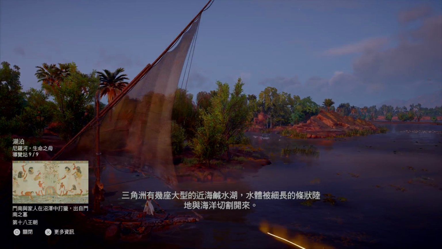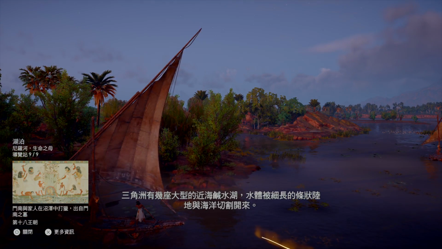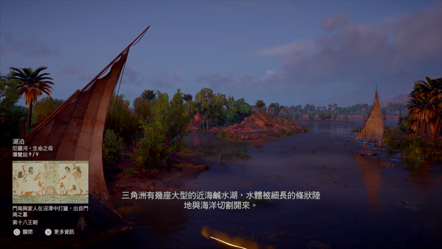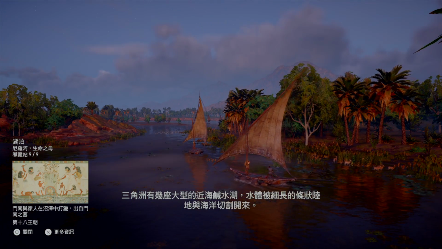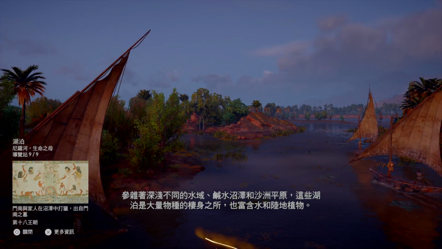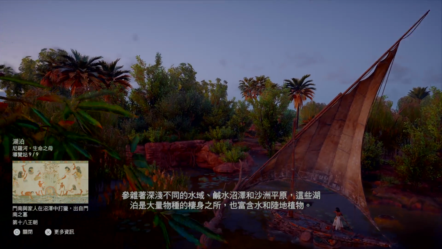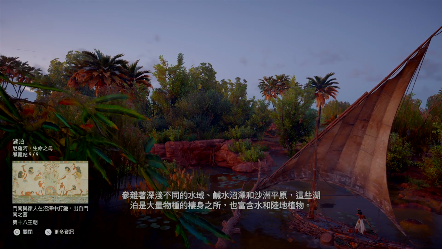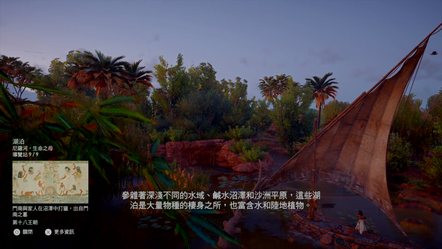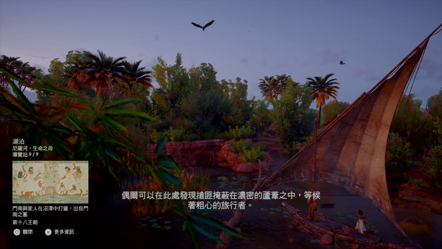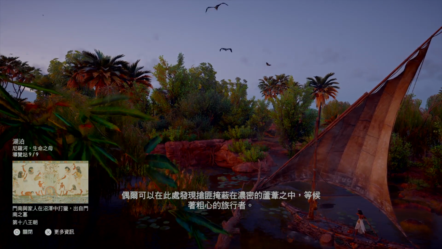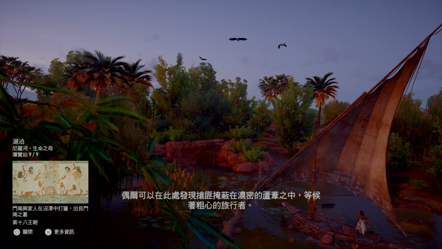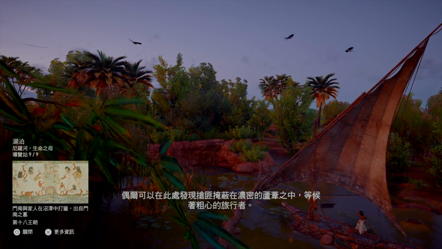The Delta had several major brackish coastal lakes, bodies of water separated from the sea by thin strips of land. A mix of deep to shallow waters, salt swamps, and sand plains, these lakes were refuge to a wealth of species, as well as water and land plants. The occasional bandit could also be found sheltering within the denser reeds, waiting for the unwary traveler.